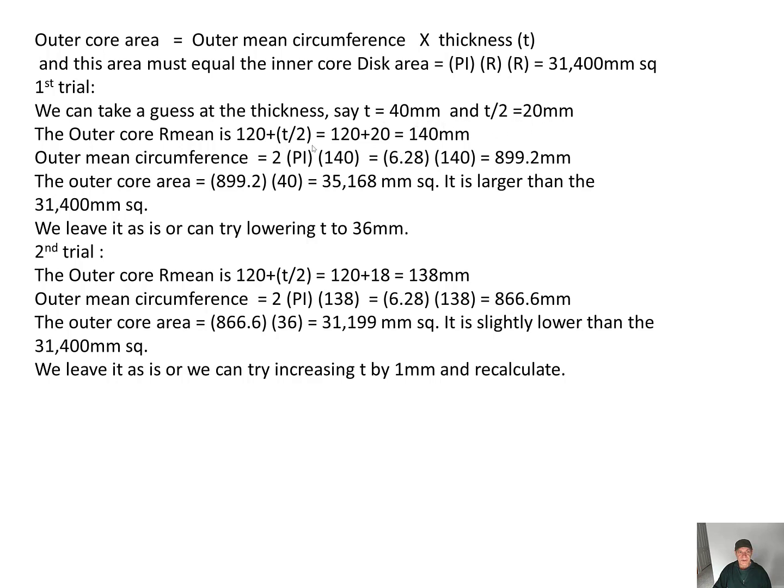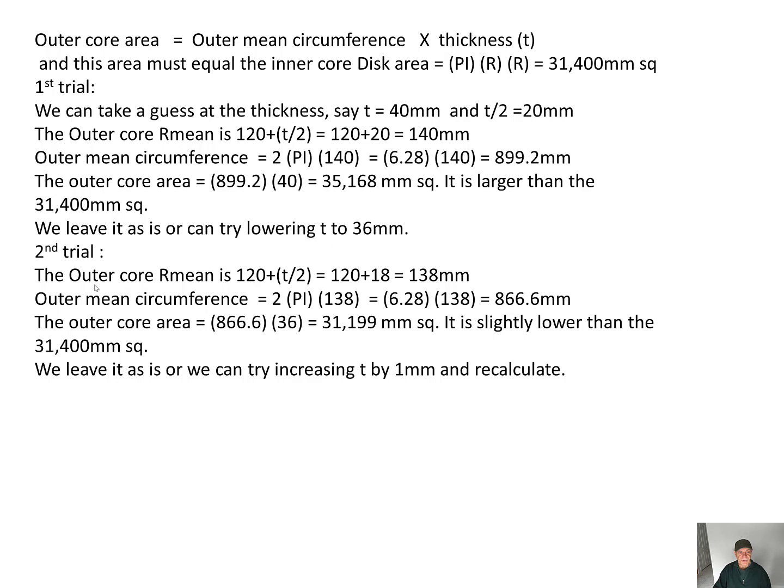So the outer core mean radius is 120 plus the thickness divided by 2, which is 140 millimeters. The outer mean circumference is 2 pi times 140 millimeters, which comes to about 900 millimeters. The outer core area is the circumference times the thickness, which is 35,000, and this is larger than the 31,400. We leave it as it is, or we can try lowering to say 36 millimeters.